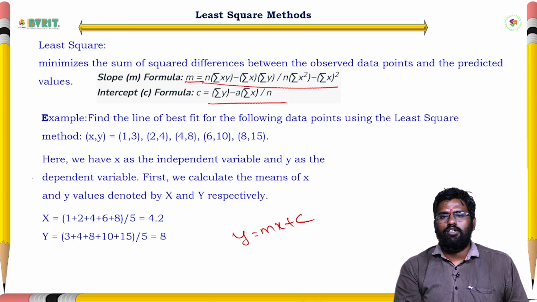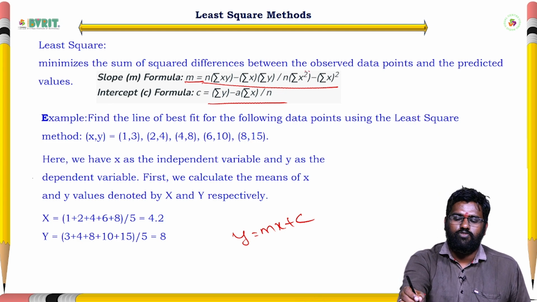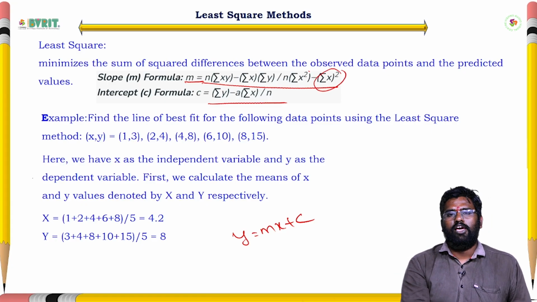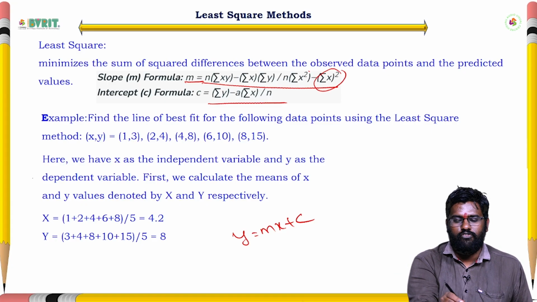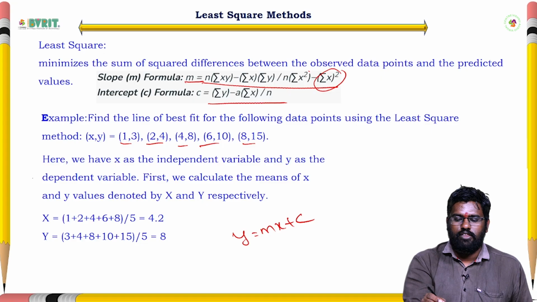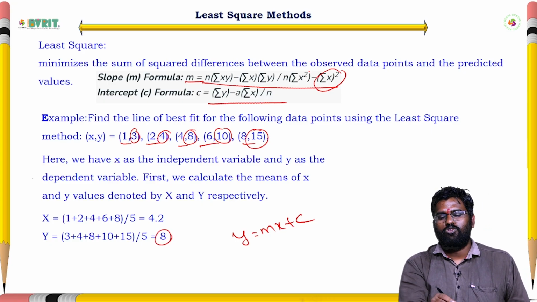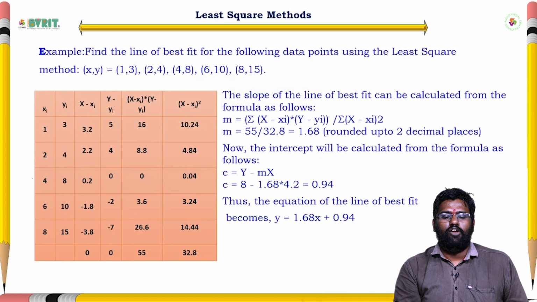Sigma xy means the sum of the product of x and y, sigma x means the sum of x and sum of y, sum of squares of values, like this. So first we need to calculate capital X value. Capital X means the sum of the first coordinate values 1 plus 2 plus 4 plus 6 plus 8 divided by the total 5. Then the second coordinate values 3, 4, 8, 10, 15 divided by 5. So that value is 8. Based on these two, we have to substitute to get the equation value.